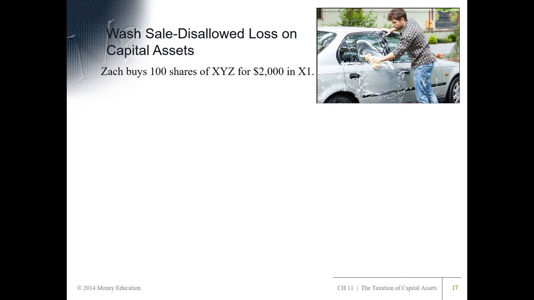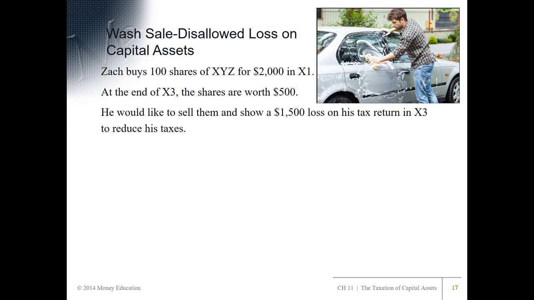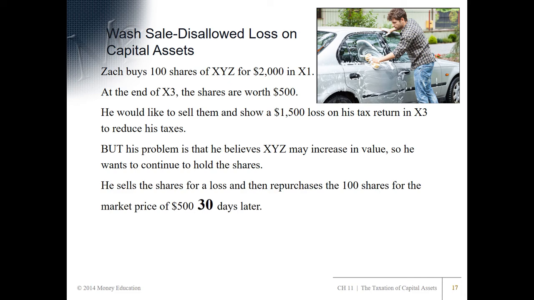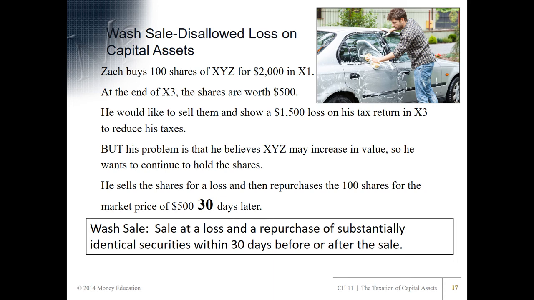Zach buys 100 shares of XYZ for $2,000 in year 1. At the end of year 3, the shares are worth $500. Well, he'd like to sell them and show a $1,500 loss in his tax return in year 3 in order to reduce his taxes. But his problem is that he believes XYZ may increase in value, so he actually wants to continue to hold the shares. He doesn't want to sell them and get rid of them. So what he does is he sells the shares for a loss, and then he repurchases the 100 shares for the market price of $500 30 days later. So what he's done is engage in a wash sale.